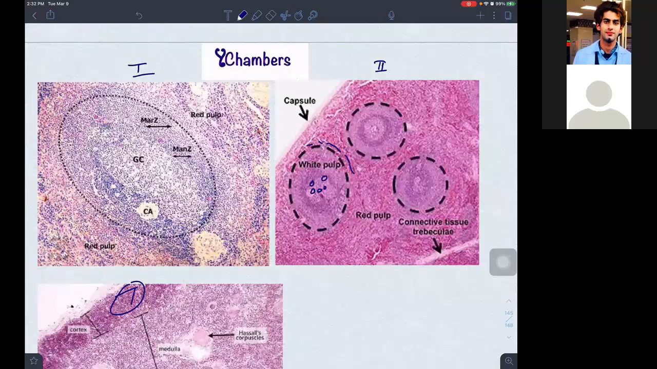Sir, how will I say that this is spleen? Directly go to see the white pulp. Okay, and we will also be appreciating that central nodular artery, that central artery. Okay, there will also be presence of a central artery. I hope that is easy.